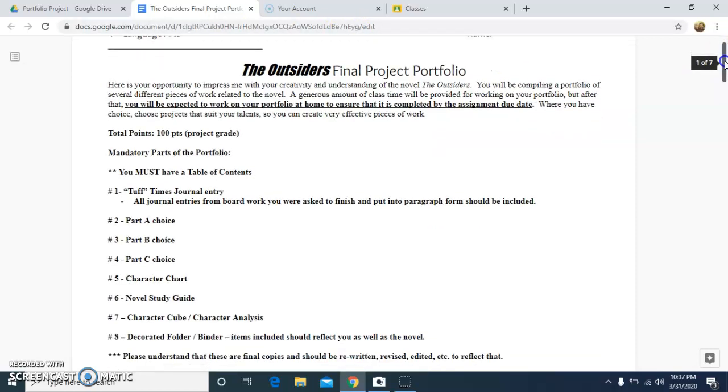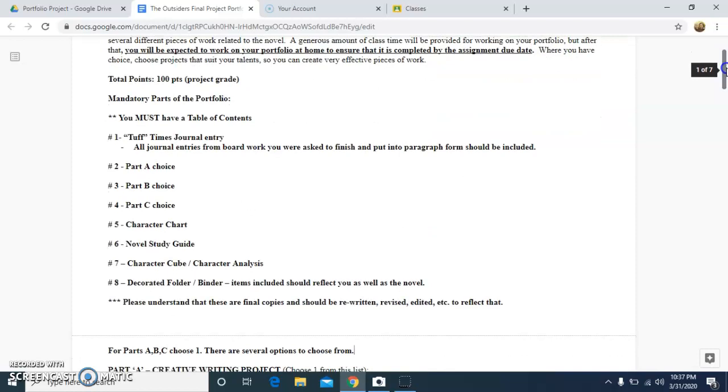And these are things that must be in your portfolio. So this is also a checklist, even though I've given you a checklist before. Okay, so the mandatory parts of a portfolio are as follows. Number one is you must have a table of contents, which means your page numbers must be numbered.